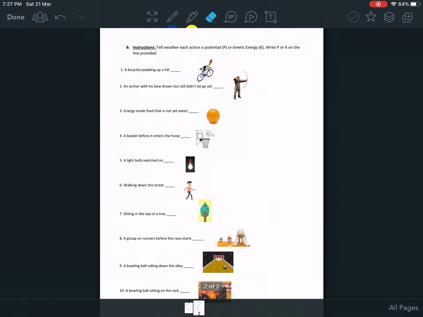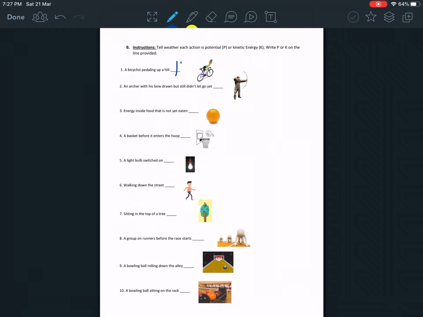There's another page here. Tell whether each action is potential or kinetic. So you write K or P. So a bicyclist pedaling up a hill. So he's moving. So I'm saying this is kinetic. Okay, so you write K. If you want to erase, you erase like this.